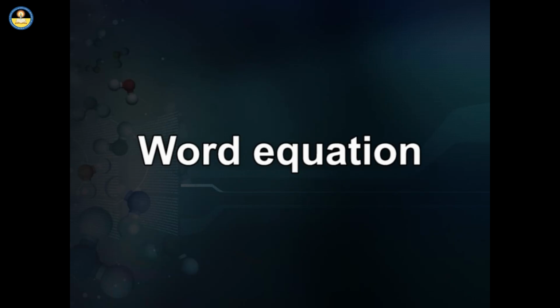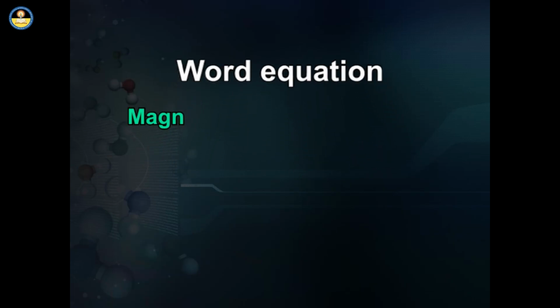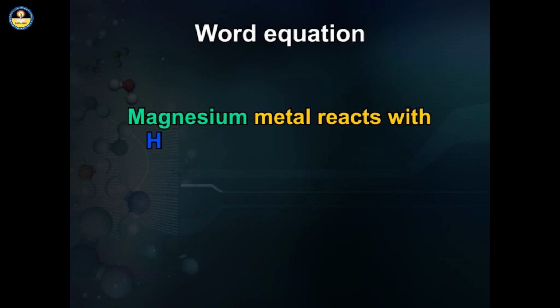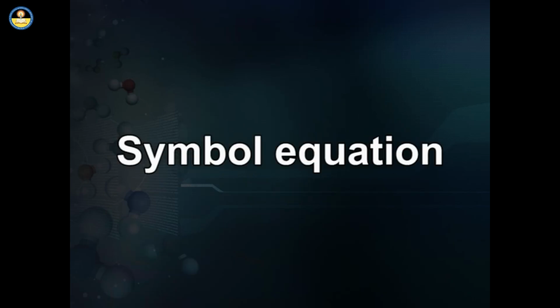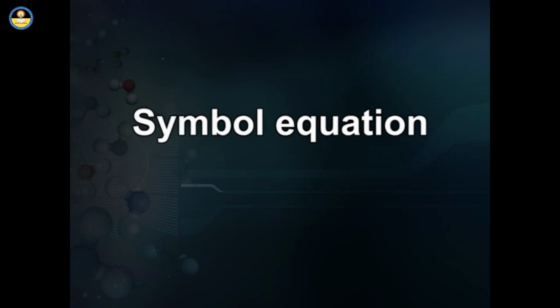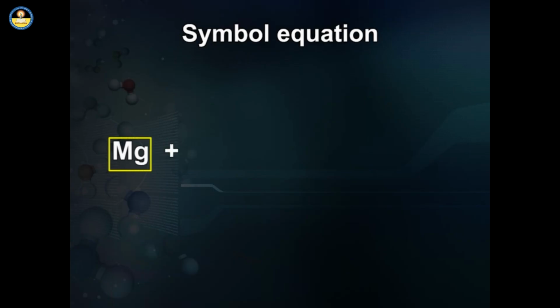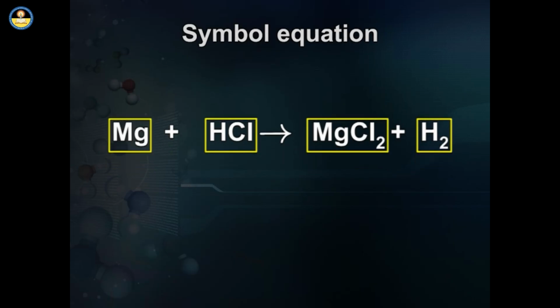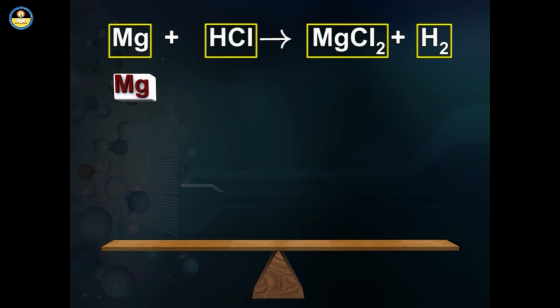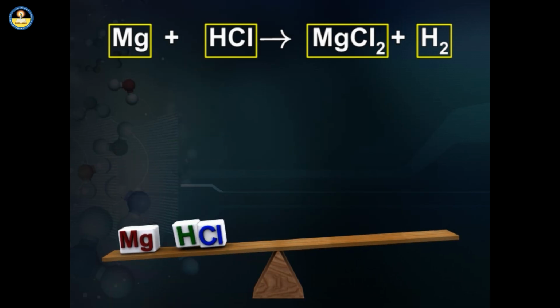The word equation for the reaction is magnesium metal reacts with hydrochloric acid to form magnesium chloride and hydrogen. Let us try to find the solution. The symbol equation for the same reaction is Mg reacts with HCl to give MgCl2 plus H2. The balancing of the equation is done through the following few steps.